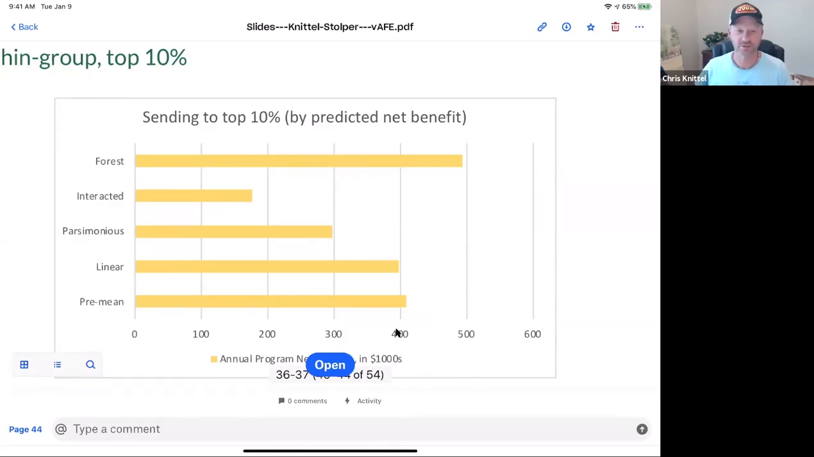The other thing that's interesting here is notice that the more complicated the regression, the worse it does, right? So the fully interactive model does worse, parsimonious does better.